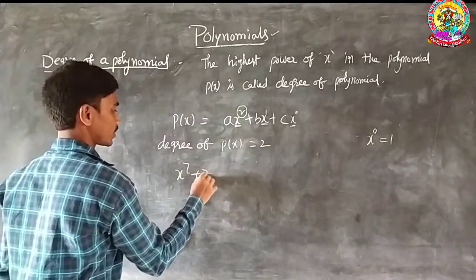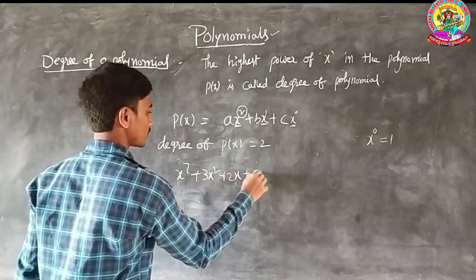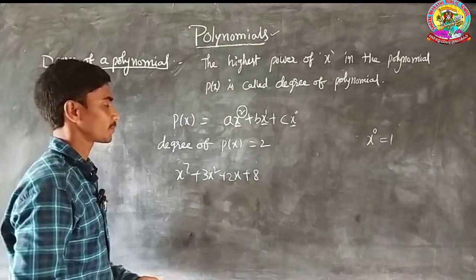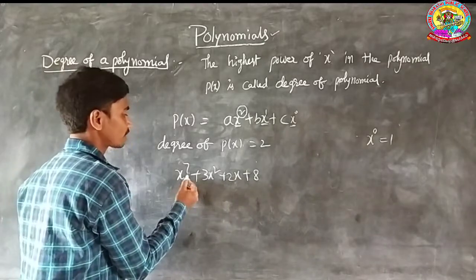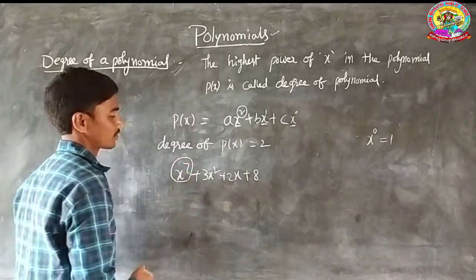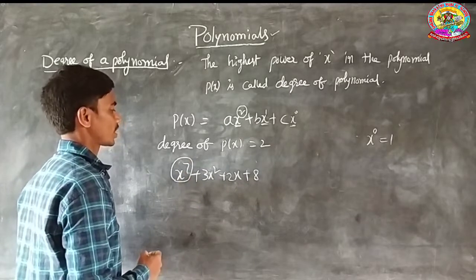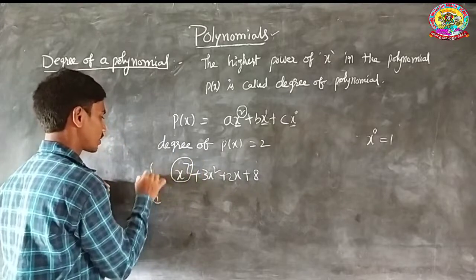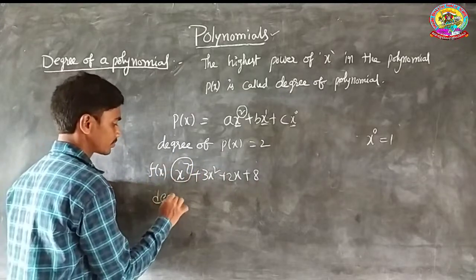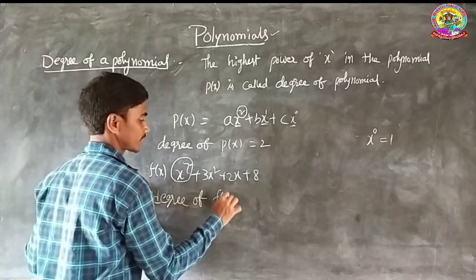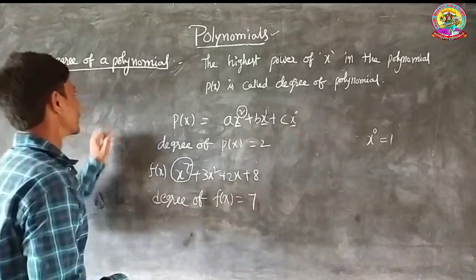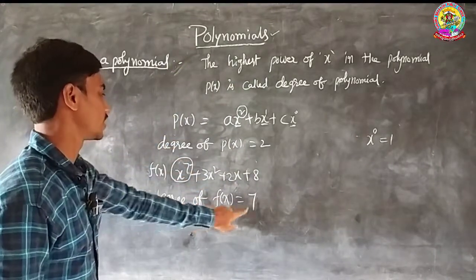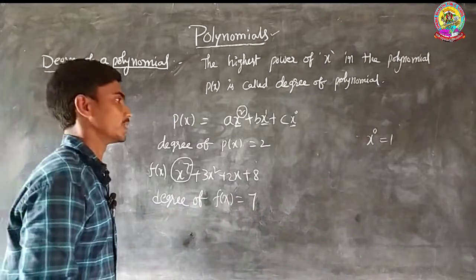x power 7 plus 3x square plus 2x plus 8. What is the degree of x power 7 plus 3x square plus 2x plus 8? Here what is the highest power term? x power 7 is the highest power term. Here the highest power is 7. So if it is f of x, degree of f of x is equal to 7. Simply, the highest power of a term in a polynomial is called the degree of that polynomial.